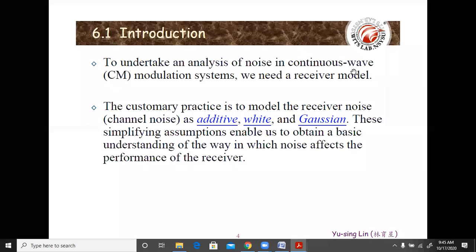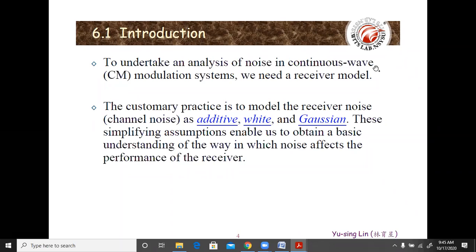When we talk about continuous wave, it means analog modulation only, and that is nothing but amplitude modulation, frequency modulation, and phase modulation. So the customary practice is to model the receiver noise as additive, white, and Gaussian. Whenever we talk about receiver noise, we generally consider that as the channel noise. Additive, white, and Gaussian. These simplifying assumptions enable us to obtain a basic understanding of the way in which noise affects the performance of a receiver.